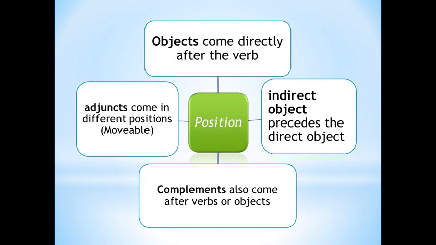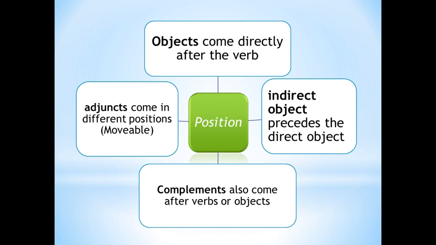Now we come to the position. Posisinya bagaimana? Objects come directly after the verb. Objek datang setelah kata kerja. Indirect object precede the direct object. Indirect object mendahului objek langsung. Complements also come after verbs or objects. Complement datang setelah kata kerja atau setelah objek.